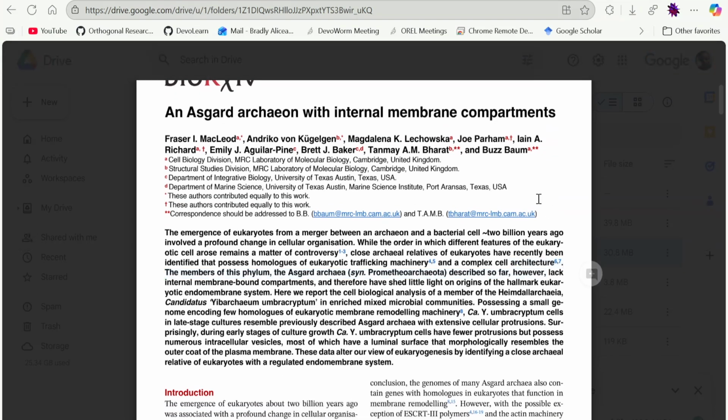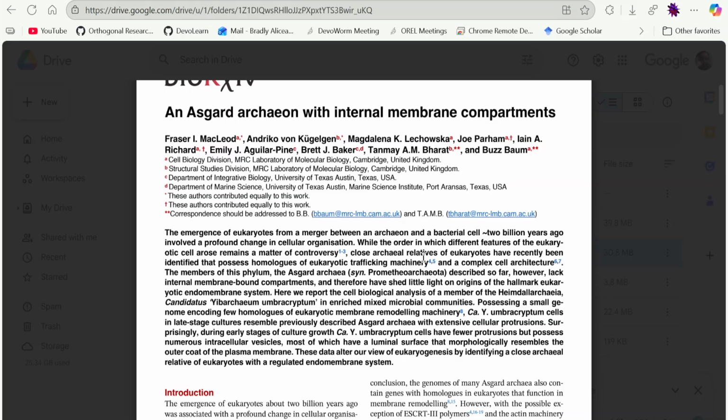So let's go over the abstract. The emergence of eukaryotes from a merger between an archaeon and a bacterial cell 2 billion years ago involved a profound change of cellular organization. So that's the other component of this relationship: eukaryotic cells are basically the combination of archaebacterial and bacterial cell types. This was the way in which eukaryotes became eukaryotes, and this is well before there was multicellularity. The order in which different features of the eukaryotic cell arose remains a matter of controversy.